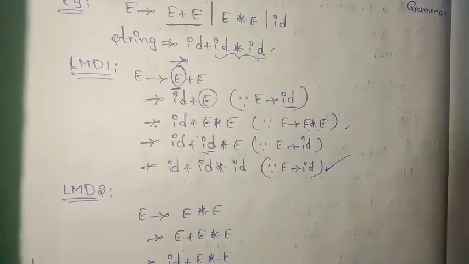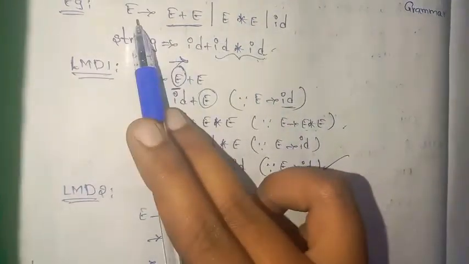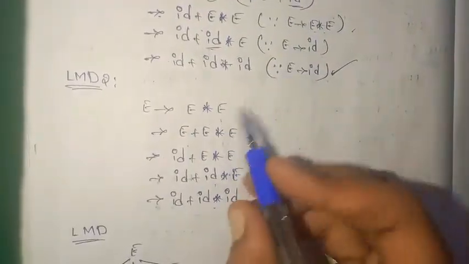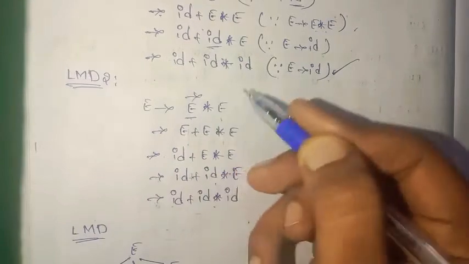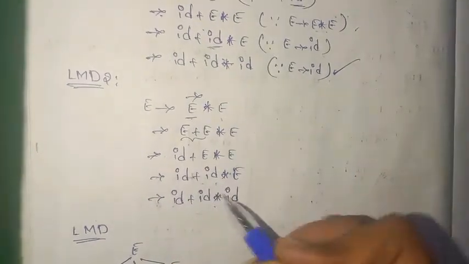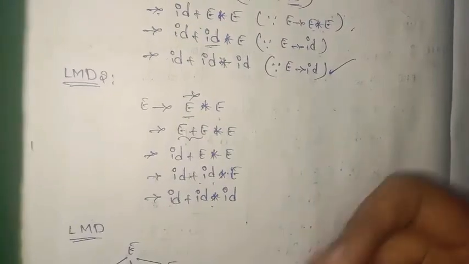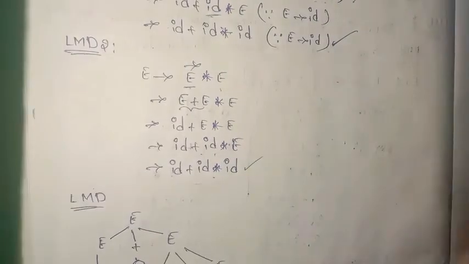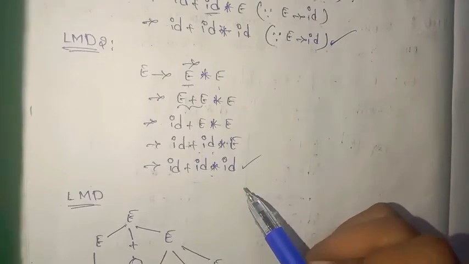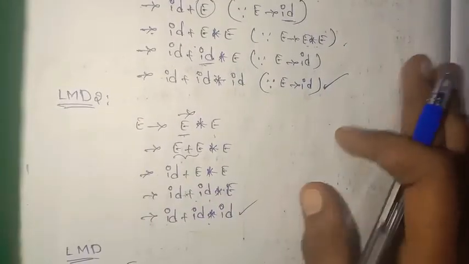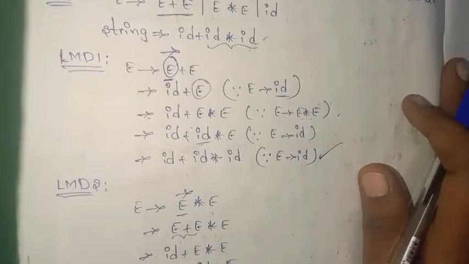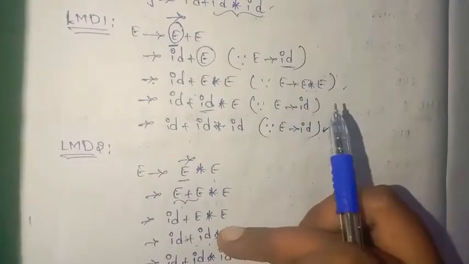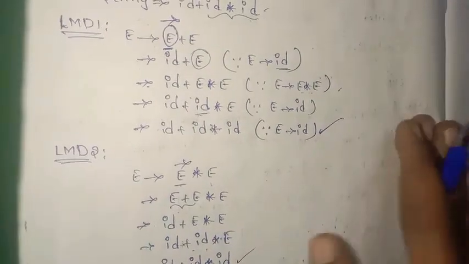Then now check for the next LMD. In this LMD, I took E derives E into E. Here also the same thing. Here we need to get ID plus ID. So in place of this E, from the left side only, I took E plus E. In place of the E's, I just replaced them with IDs. So at last I got the string which I want. So we can say that the given grammar has more than one LMD. See guys, here we have two LMDs, so it is known as ambiguous grammar.